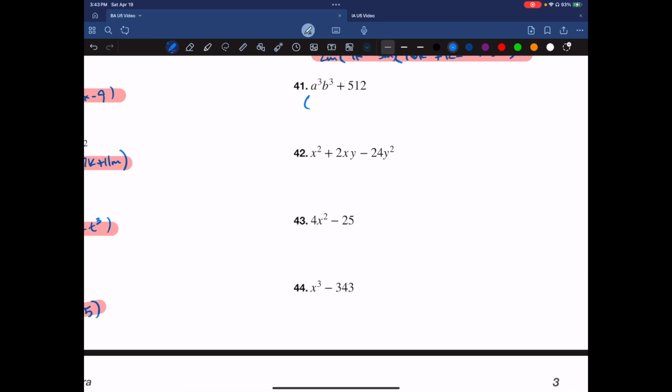41, same thing. It's going to be ab plus 8. And then you square the first term, so it's going to be a squared b squared minus 8ab plus 64.